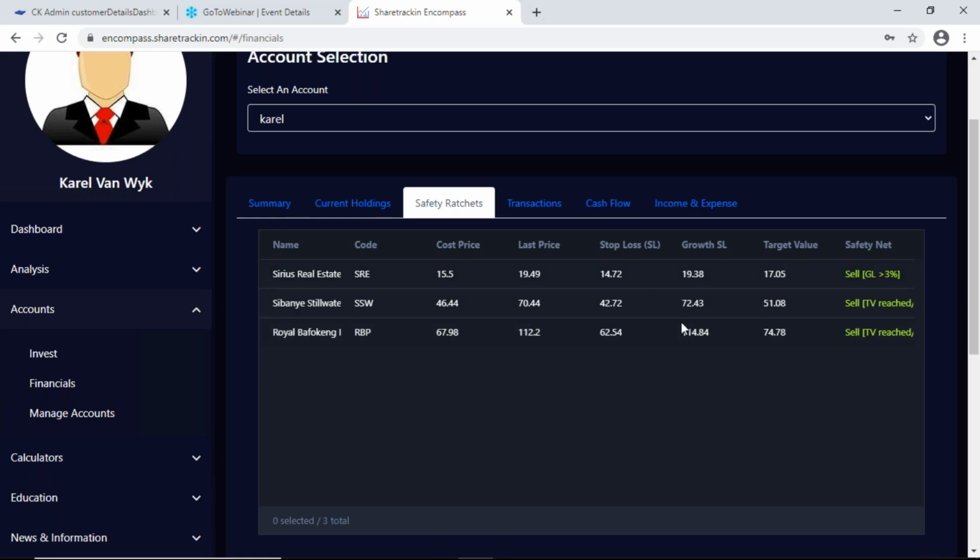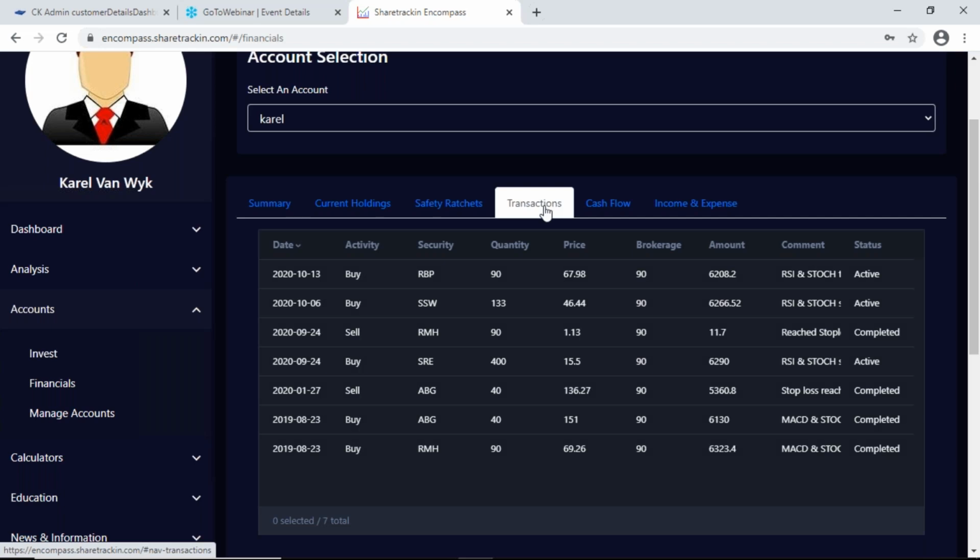Sibanye Stillwater and Royal Bafokeng, it tells me sell because I've reached my target value. I have exceeded my target value, because my target value was 74 Rand and 78 cents, and this share is currently on 112 Rand and 20 cents. But I must still go and look at my graphs and make my final decision there.